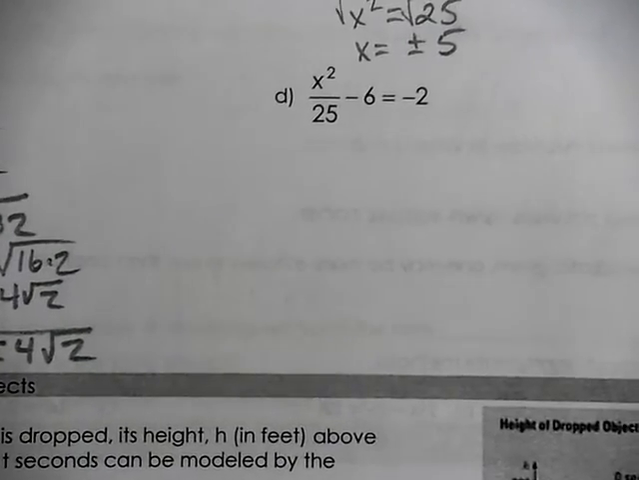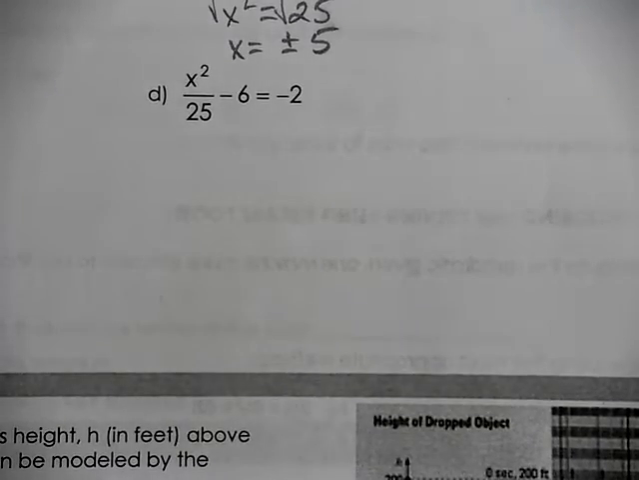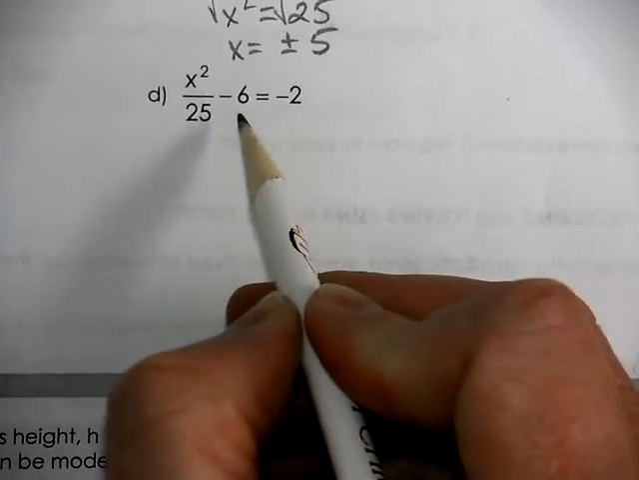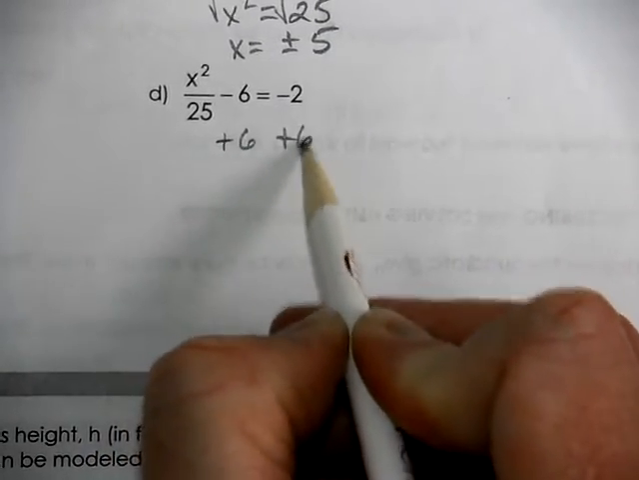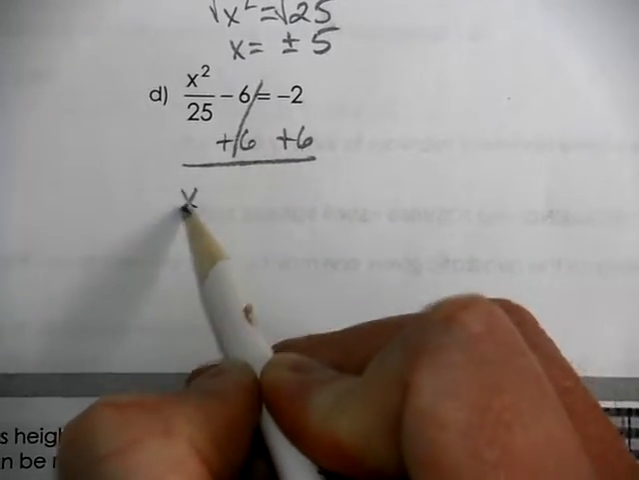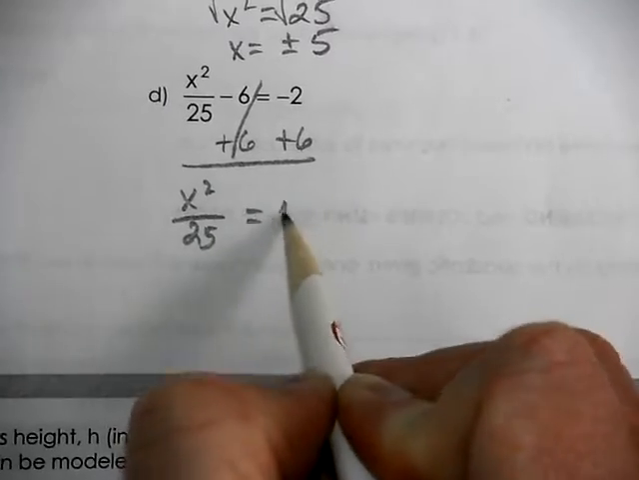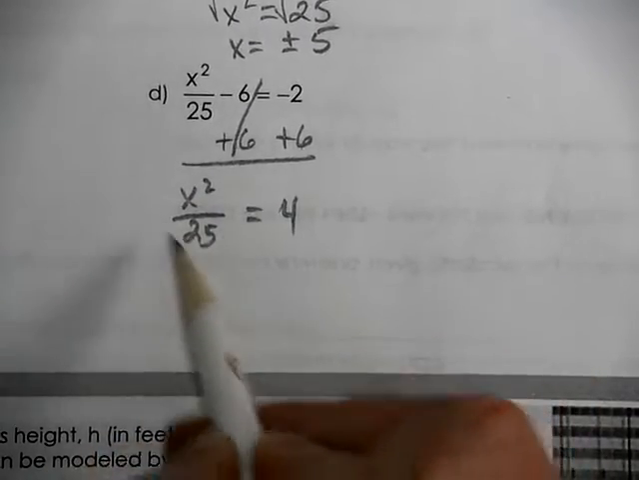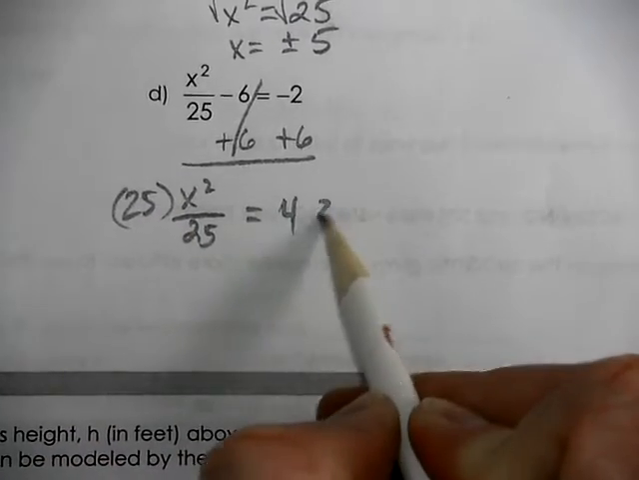Let's take another one. What's our first step going to be here? So the first thing that we're going to do is collect our like terms. We'll add 6 to both sides. x squared over 25 equals 4. Then we're going to multiply by the denominator.